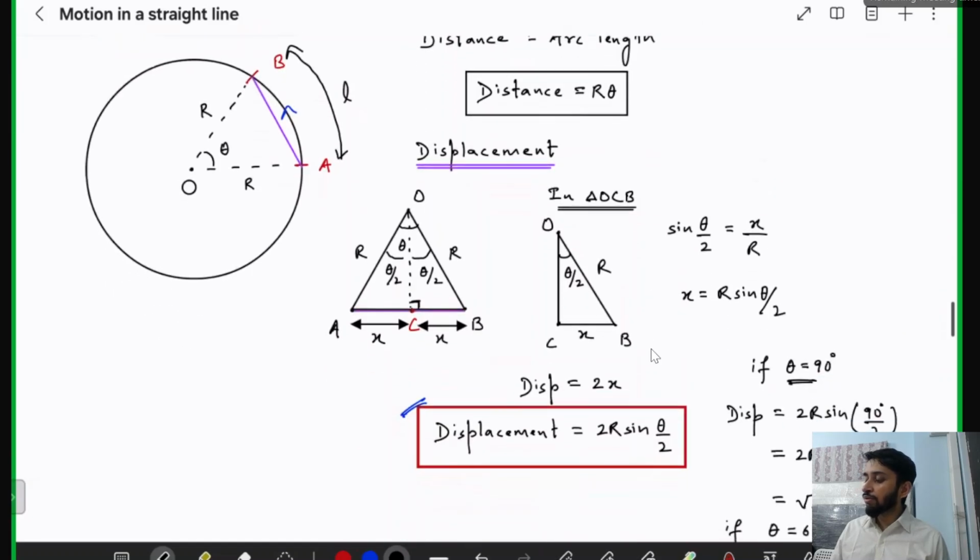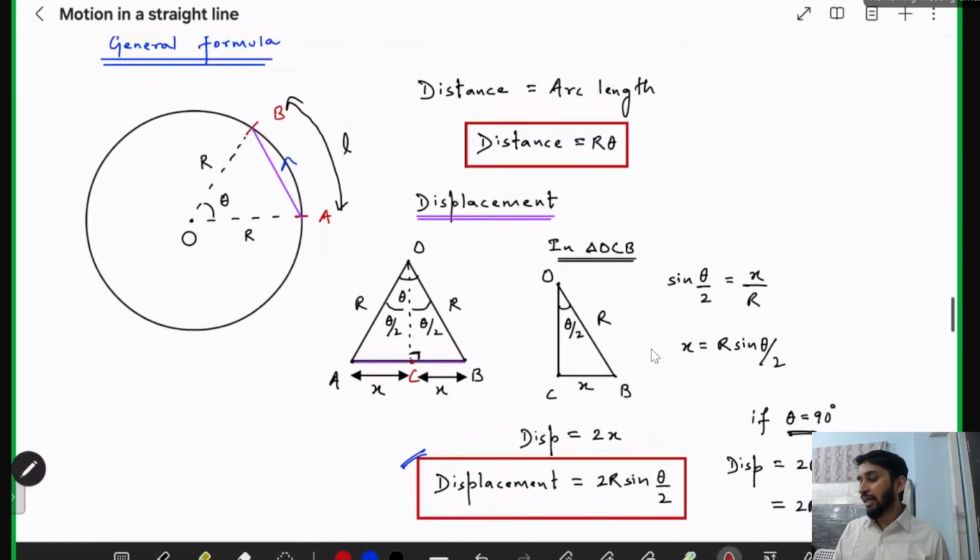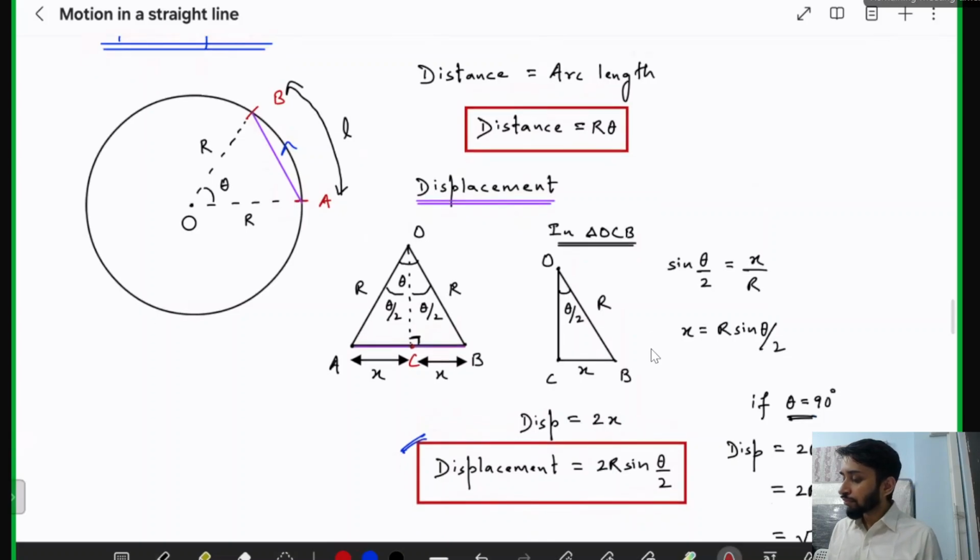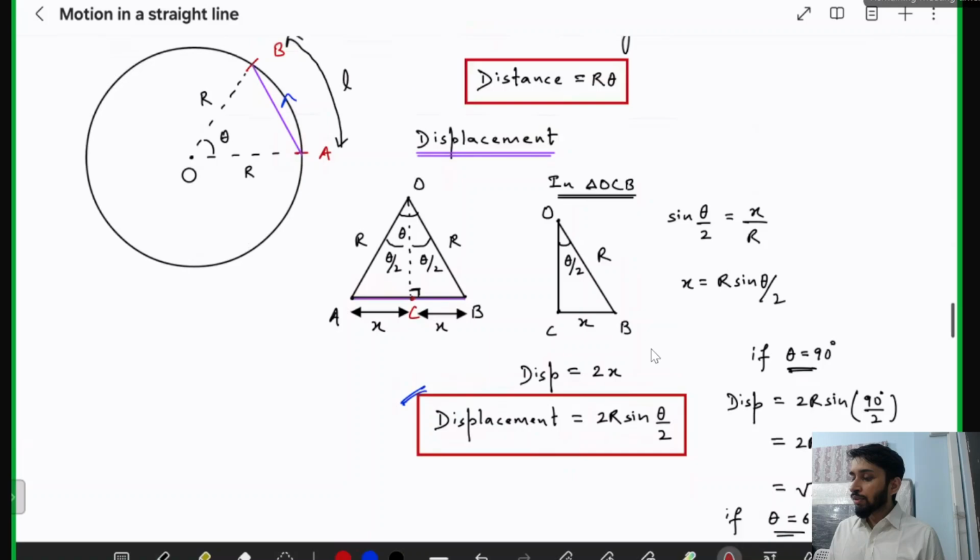In general, in circular motion, distance is r into theta, where r is the radius and theta is the angle in radian, and displacement becomes 2r sine theta by 2. So these two results are important. Okay, right. So I hope you understood everything.